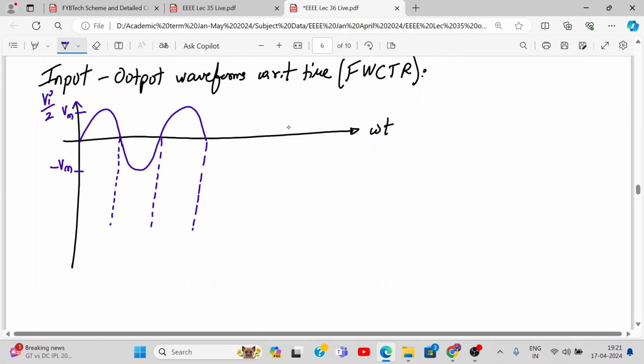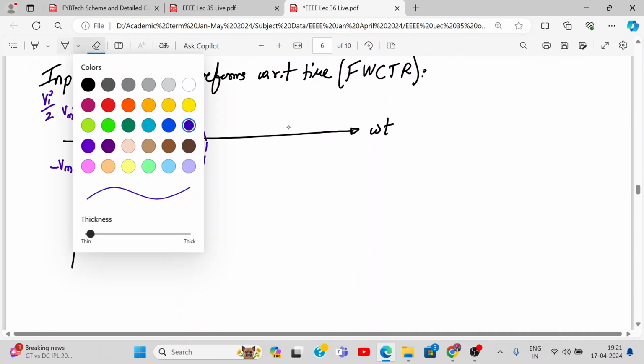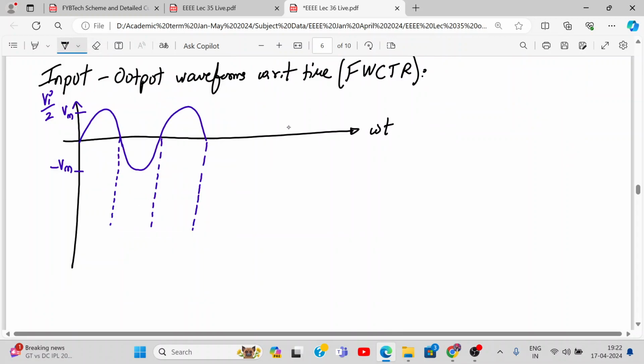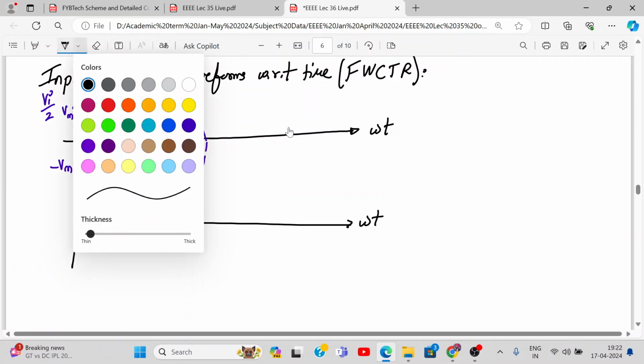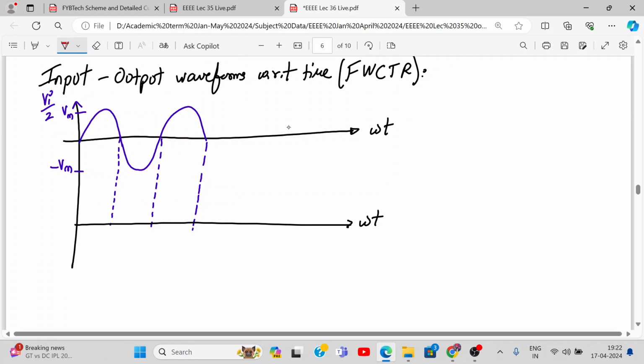So how will the output waveform look like? This is the output waveform. How will it look? It will follow the input, it will follow the input. Here in the positive half cycle only, your D1 is on, D2 is on, D1 is on. So this is the output. Okay.